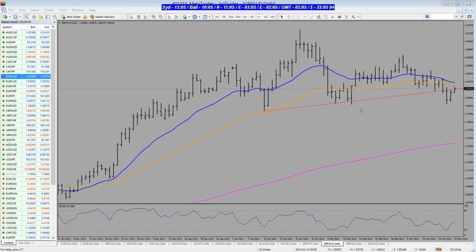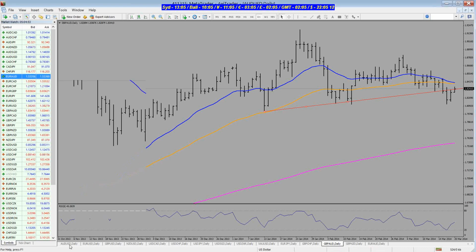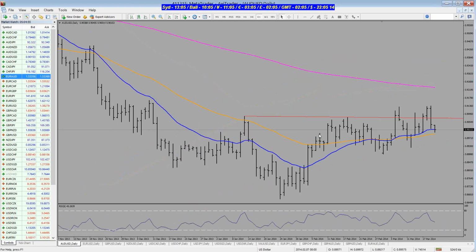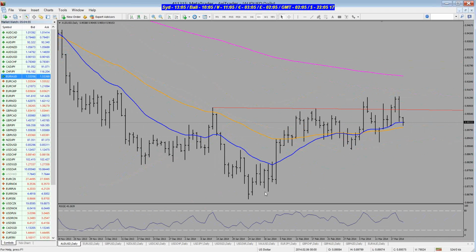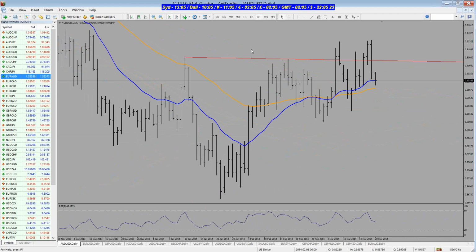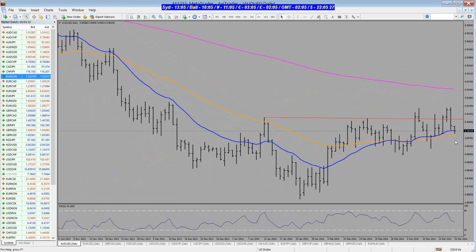It's certainly stronger in the last couple of weeks, but in reality, it hasn't really gone anywhere. Look at the Aussie. The last couple of weeks has come off the sort of 89 area, 88 area, and it's just sort of floating around between 89 and 90, not really doing much at all.